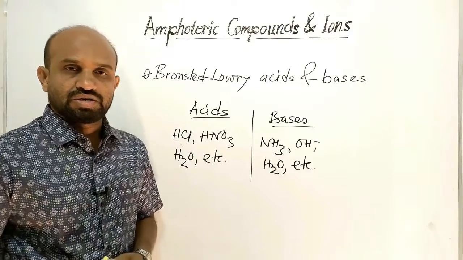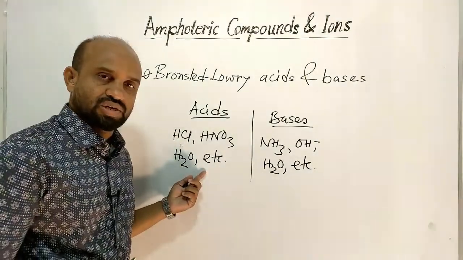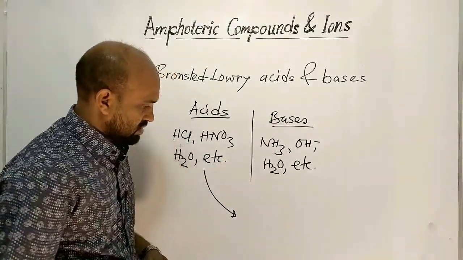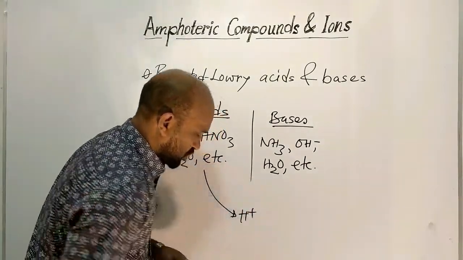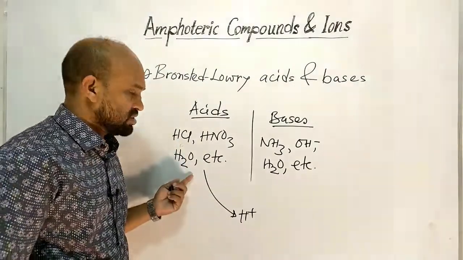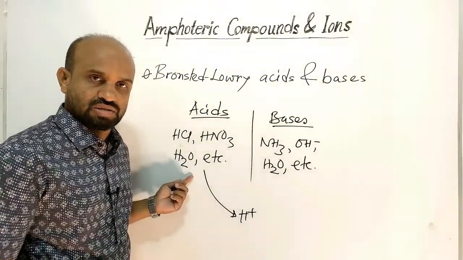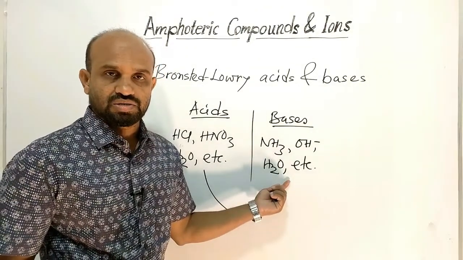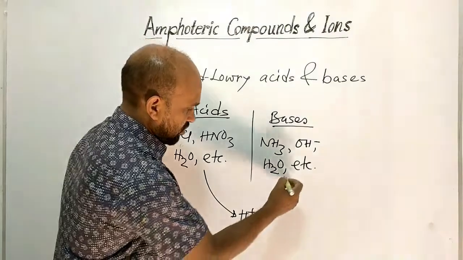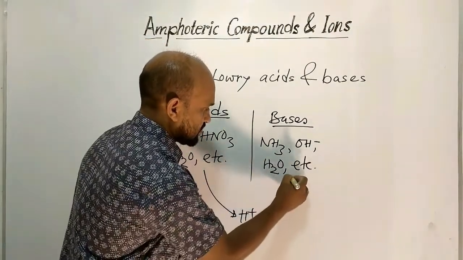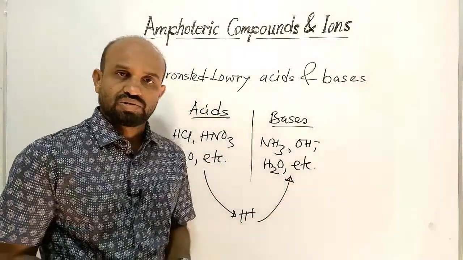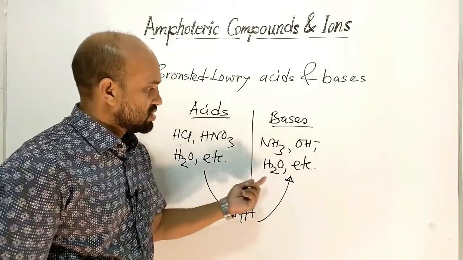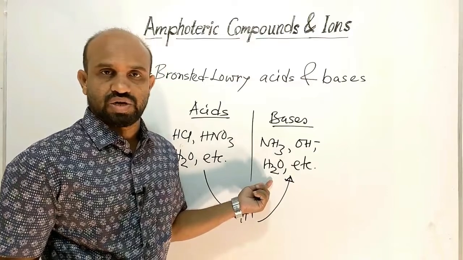Now let's see the definition of Bronsted-Lowry acids. The hydrogen containing compounds that can donate protons are called Bronsted-Lowry acids, and the compounds that can accept protons donated by Bronsted-Lowry acids are called Bronsted-Lowry bases.